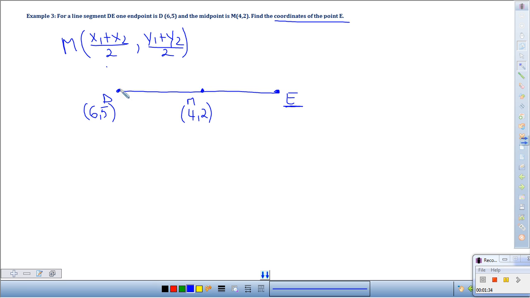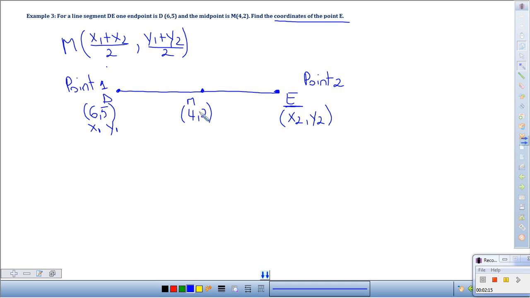As in any line segment, we have a point 1 and a point 2. Right? A segment is the distance between 2 points. Now in point 1 on the coordinate system, we define it by having an x and a y coordinate. So 6 would be x1 and 5 would be y1. Now since for E we are not given any values, we can just define it by x2 and y2.